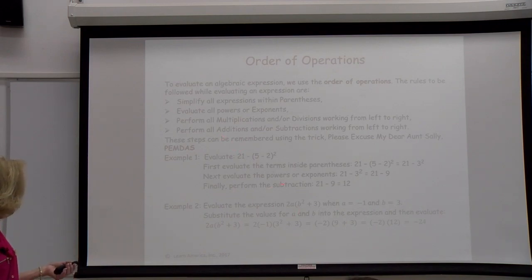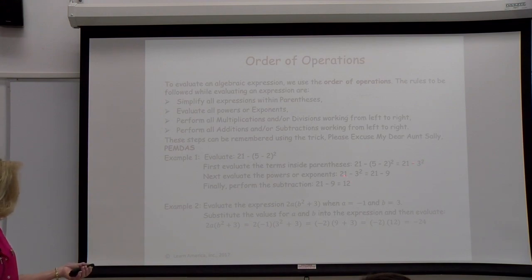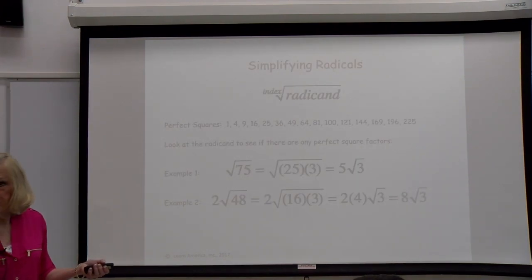So here we have an example. If we have 21 minus the quantity 2 minus 2 squared, this tells me, according to PEMDAS, that I want to do what's inside the parentheses first. So I'm going to simplify that and make it 3. So this becomes 21 minus 3 squared. Then I'm going to take the 3, since that's the exponent and it's squared, I'm going to do that second. So it's 21 minus 9. And then finally the subtraction, giving me a result of 12. The answer is 12.